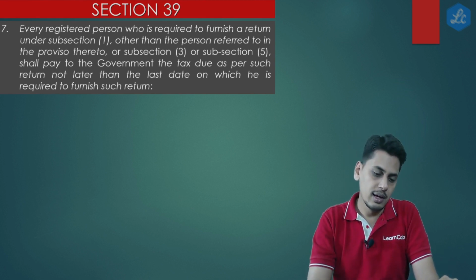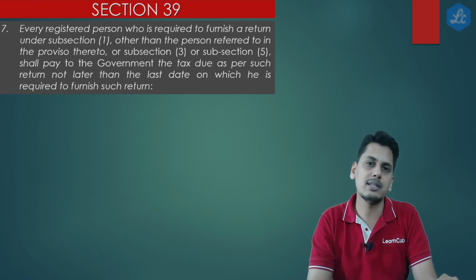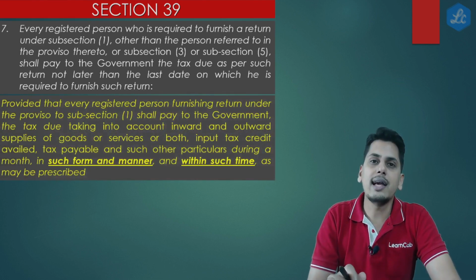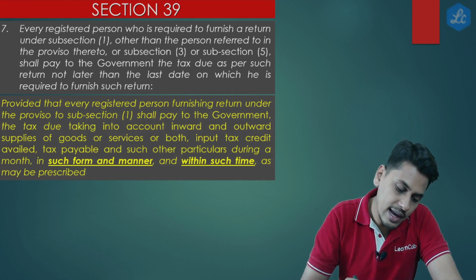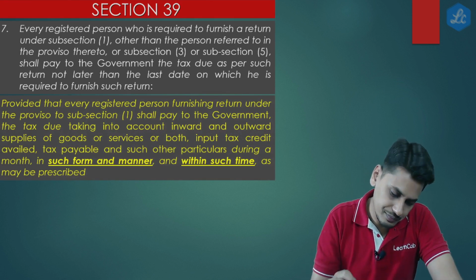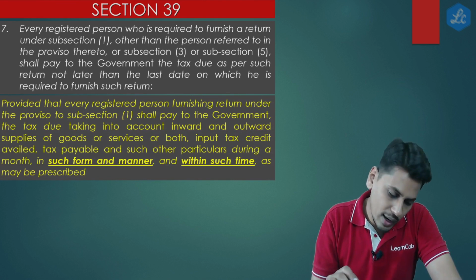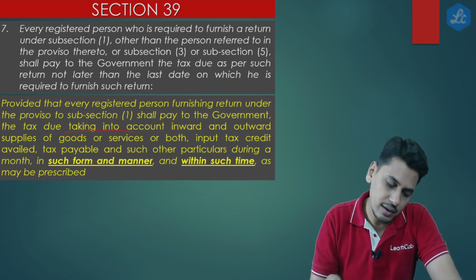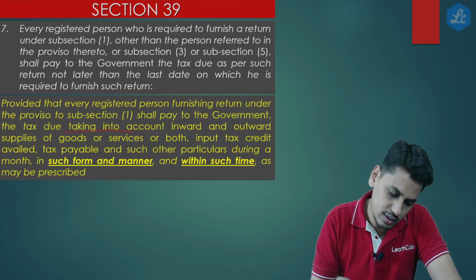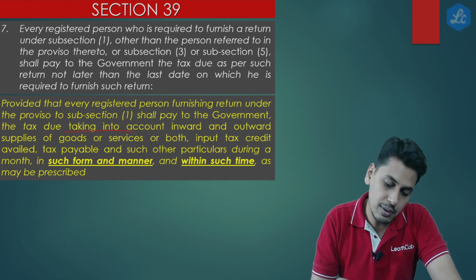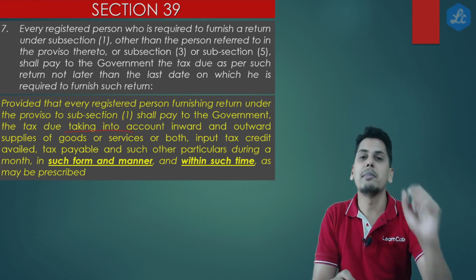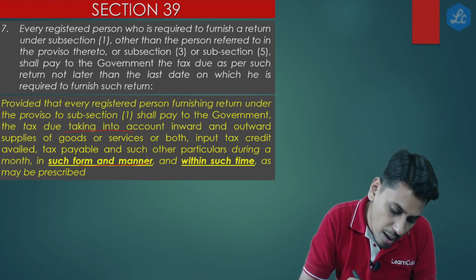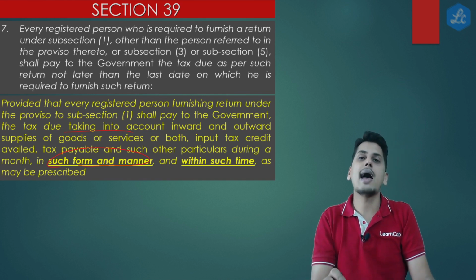Let's have a look. Section 39 sub-section 7, which speaks about payment of taxes. The proviso to 39(7): provided that every registered person furnishing a return under 39(1) proviso shall pay the tax due, taking into account inward and outward supply of goods or services or both, input tax credit availed, tax payable and such other particulars during a month. So this is what is the self-assessment method. In such form and manner and within such time as may be prescribed.